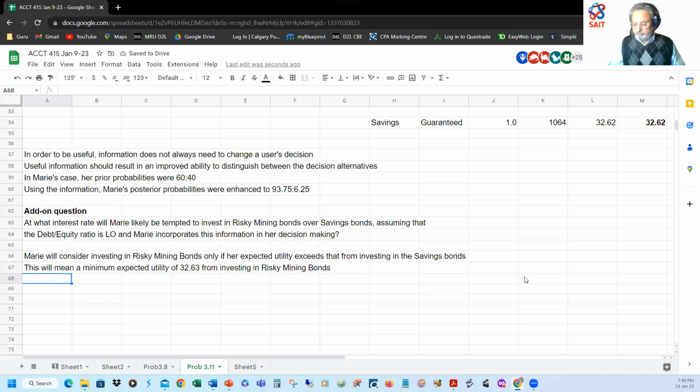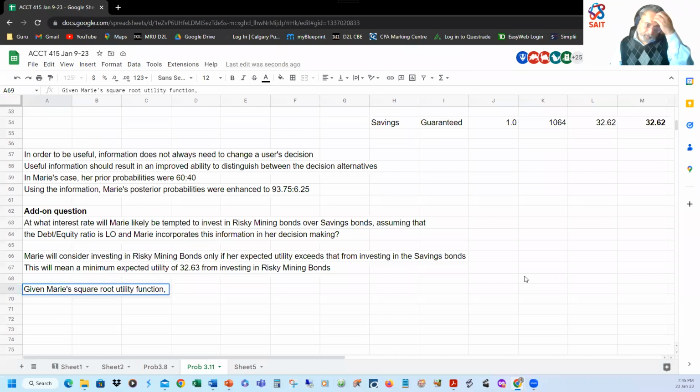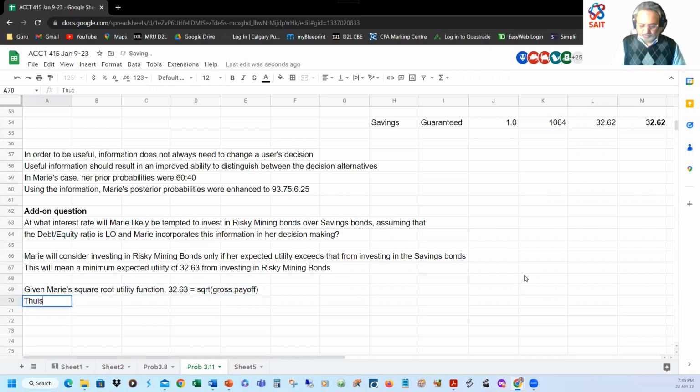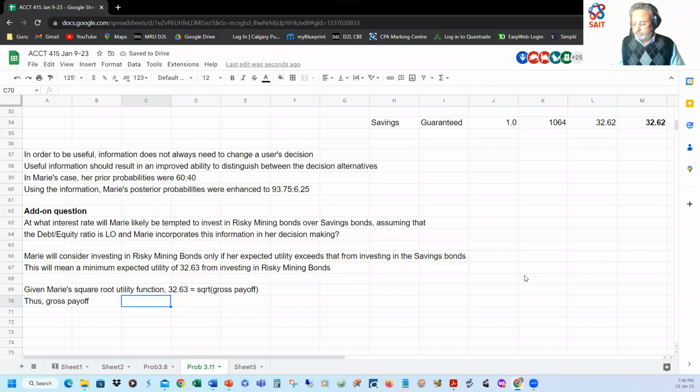Now Marie's got a square root utility, right? Given Marie's square root utility function, 32.63 is equal to the square root of her gross payoff from investing in risky bonds. So 32.63 is the square root of what number? The gross payoff will need to be the square of 32.63. 32.63 times 32.63. I'm going to have to square this number, right? So that 32.63 squared works out to 1065.